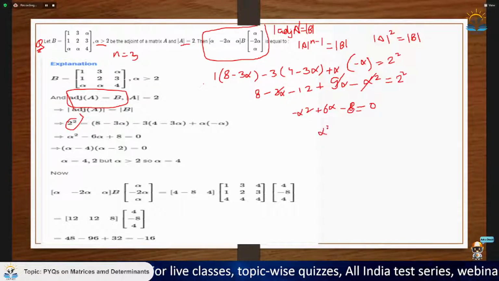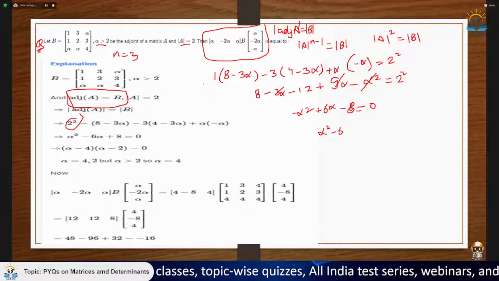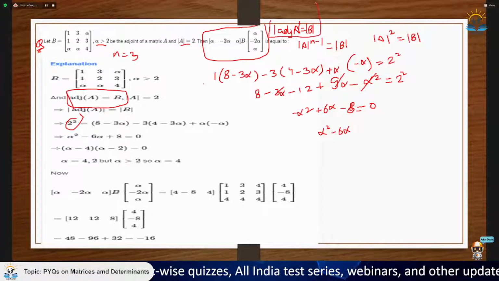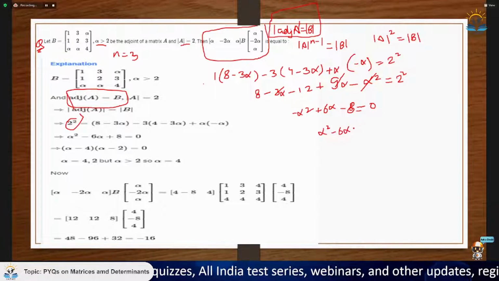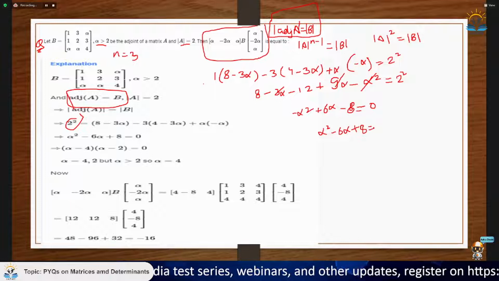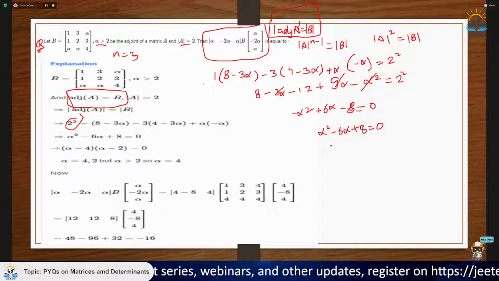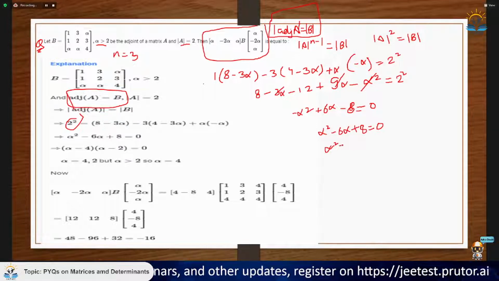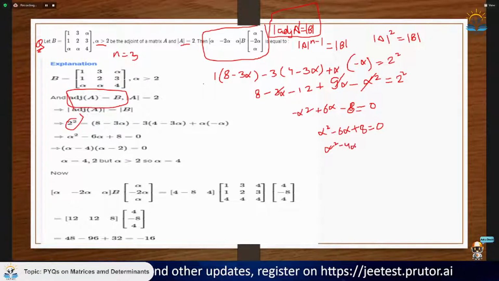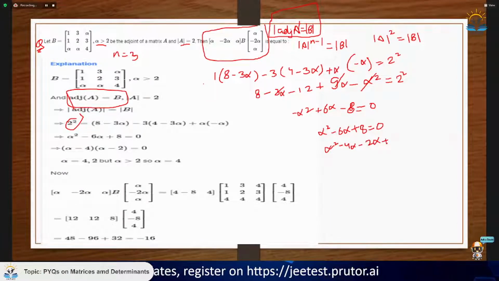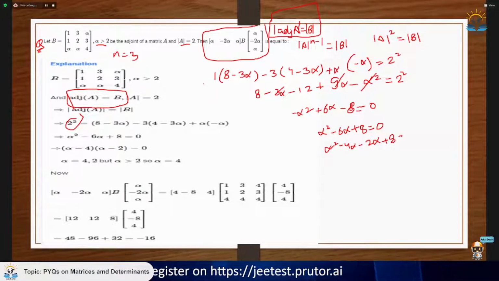So alpha square minus 6 alpha. This information was missing in the question, so please write it down: alpha squared minus 6 alpha plus 8 is equal to 0. And from here you can take alpha square minus 4 alpha minus 2 alpha plus 8 equal to 0.